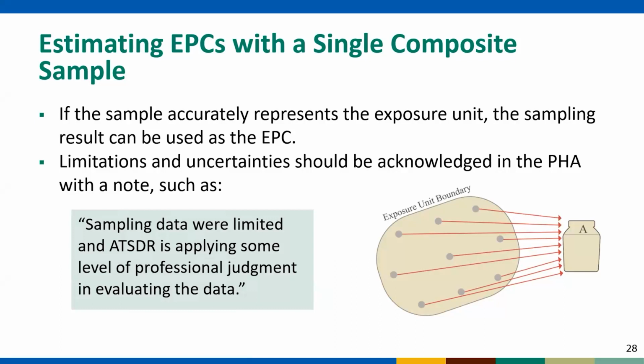However, you should be carefully reviewing the underlying information to determine how confident you are that the composite sample represents average exposures within the exposure unit. Limitations should be noted in your PHA with language such as that shown in the box, reading, "Sampling data were limited and ATSDR is applying some level of professional judgment in evaluating the data."